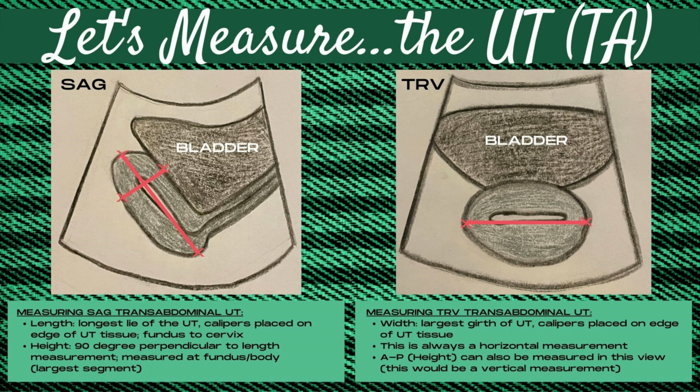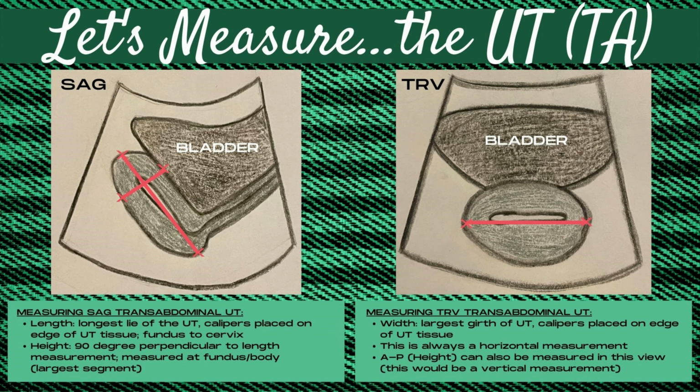And calipers are going to be placed on the edge of the uterine tissue, and the measurement's going to be from the fundus of the uterus all the way to the back of the cervix. Next, you'll measure the height, and this is going to be 90 degrees perpendicular to the length. And this is going to be measured at the fundus and body portion of the uterus, the largest segment of the sagittal uterus.